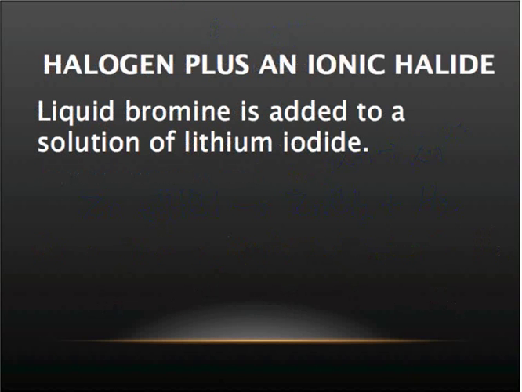Now let's do the halogen example. In the halogen example, we have liquid bromine. So that would be Br2. Remember, bromine is one of your diatomics. Halogens are diatomics. They're all diatomics. Plus lithium is group 1, iodide's -1, so there's lithium iodide. And I'm going to get lithium bromide.